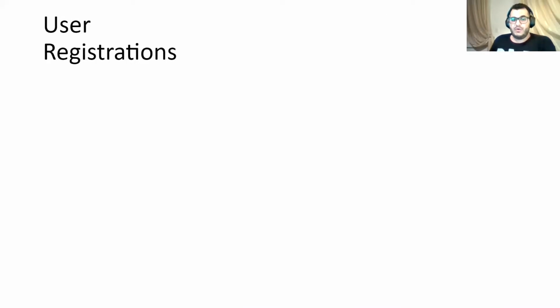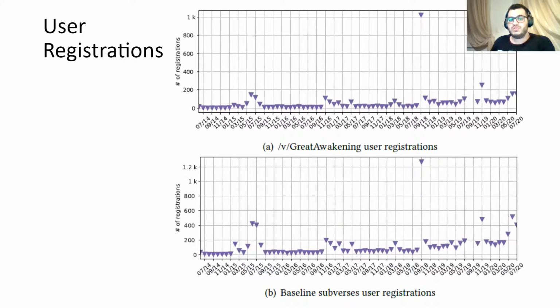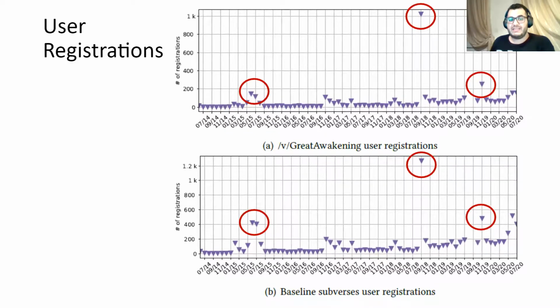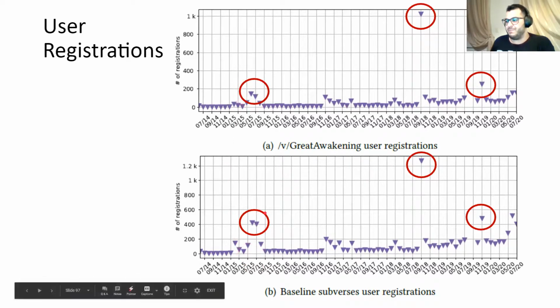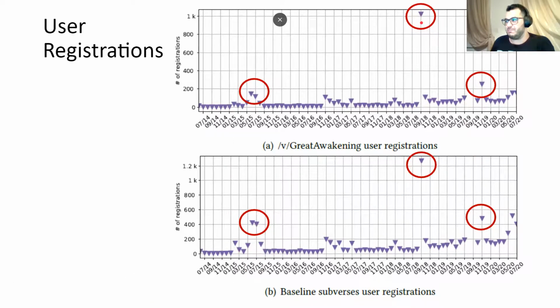So then we are interested to understand when these users registered a new account on Voat. For this, we use user profile data to plot the number of registrations per month for both Great Awakening and the baseline subverses. It is evident that user registration per month in both communities are on the rise overall, but we observe some peaks during certain periods. So we searched the internet to see what happened during that period.